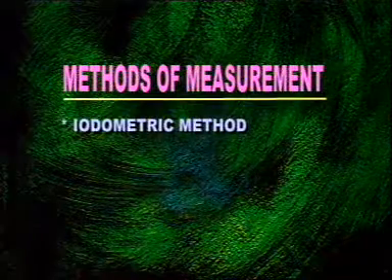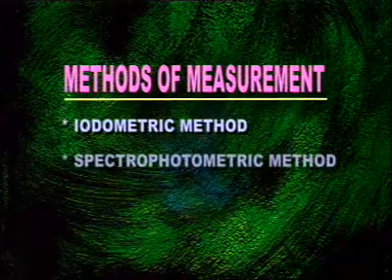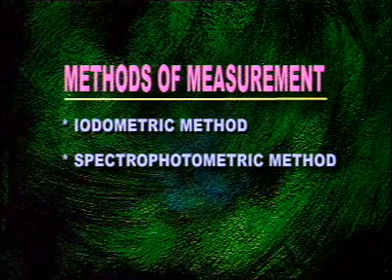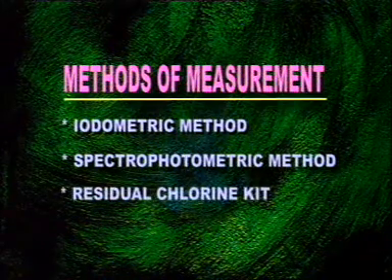Generally, the measurement can be done by three techniques: iodometric method, spectrophotometric method and using a residual chlorine kit. In this program, we shall see how we measure using the iodometric method and the residual chlorine kit. First, we will see measurement by the iodometric method.